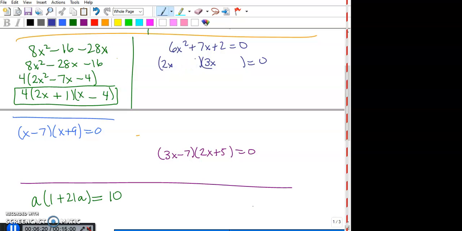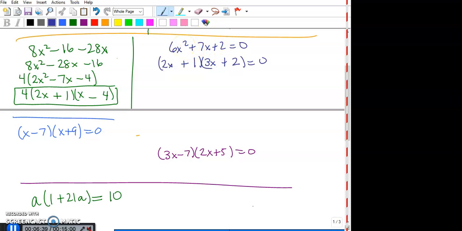Okay? So if I do 1 here and 2 here, is that going to give me a 7? Yeah, that's 4 and that's 3. That'll give me 7. Signs? Plus, plus. Both the same, so both plus.